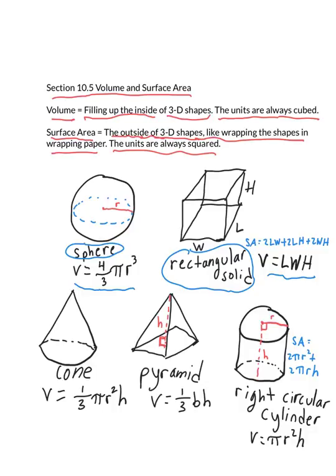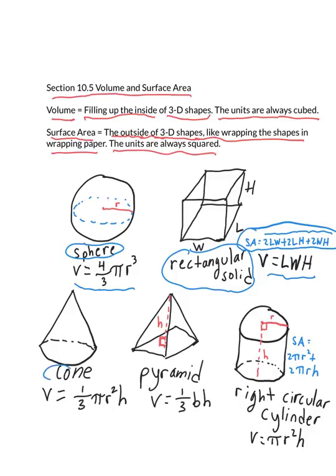The surface area formula that I have in teeny tiny writing, it's a lot longer. I promise it's not as bad as it looks. SA for surface area equals 2 times the length times the width plus 2 times the length times the height plus 2 times the width times the height. That way you're calculating the area of all 6 sides by the end of it.